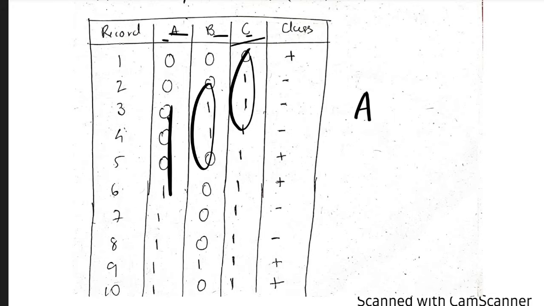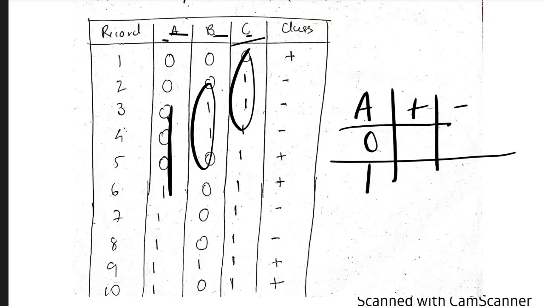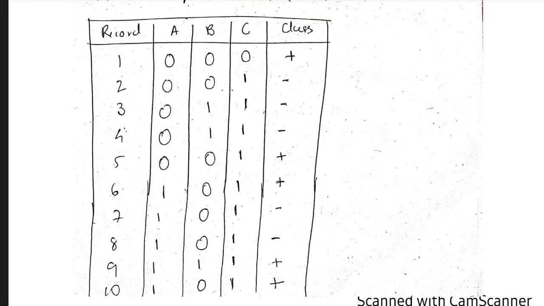Okay, so what you'll write, A you'll write here. What are the classes? Plus and minus. How many distinct values are there? 0, 1. What is the probability of A having a 0 given that it is plus? Tick all the plus.